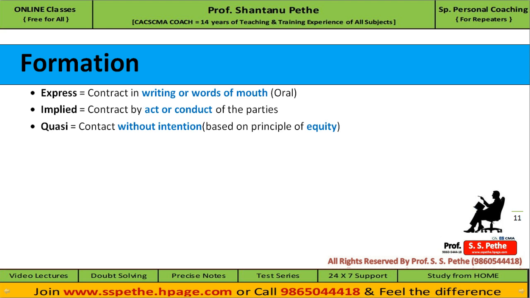Now let's see the different kinds of contracts on the basis of formation. First is express contract. Any contract which is made in writing or by word of mouth, that is, orally, is called an express contract. Next is implied contract. The word implied means it is implied by the act or conduct of the parties. Here nothing is in writing or by word of mouth.